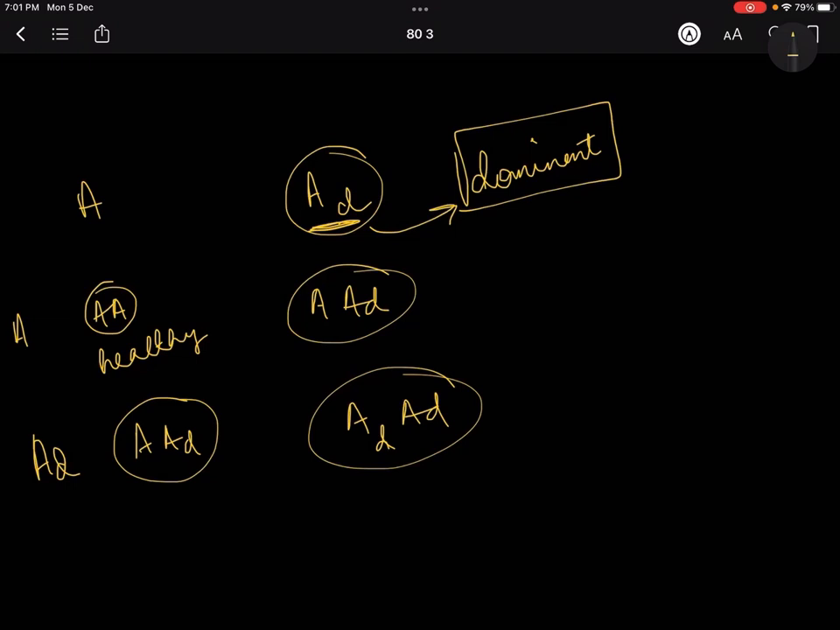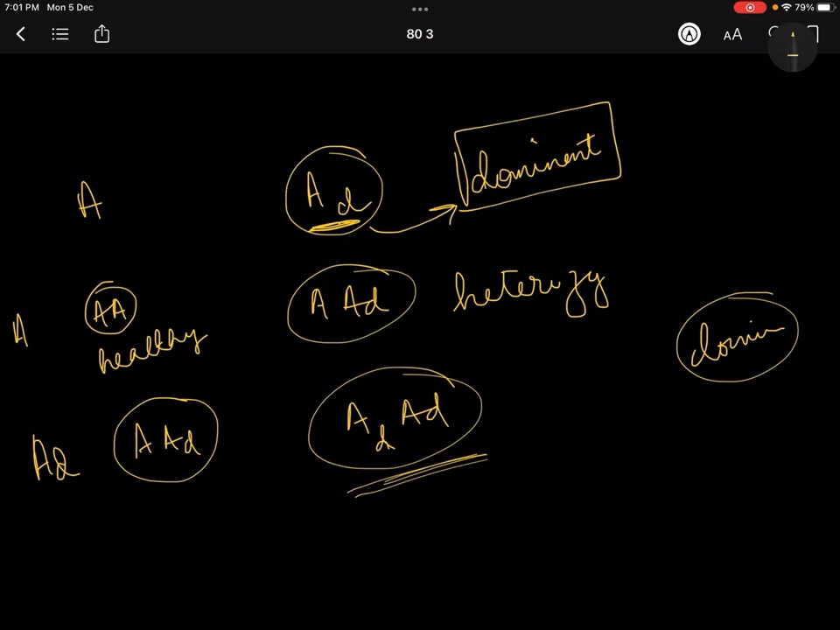So what does that mean? Even if it is in the heterozygous format, it will cause the death. In the case of a dominant trait, it does not need to be in the homozygous format to cause the death. So in every case, it is going to cause the death. In three cases, it is going to cause the death apart from the healthy one.